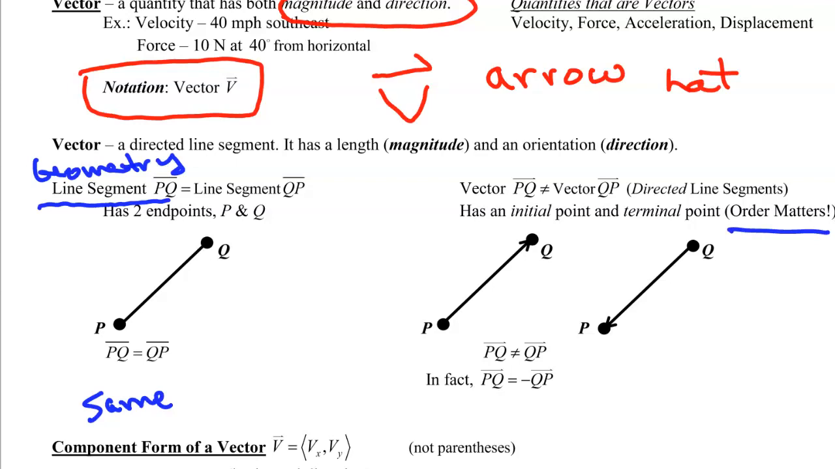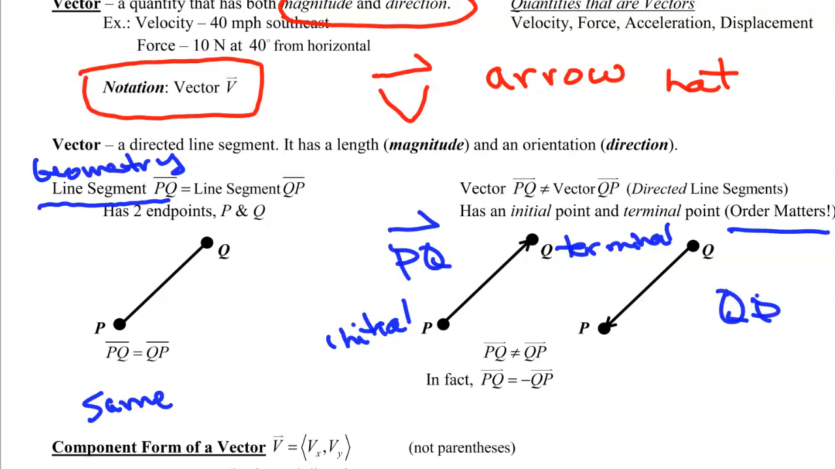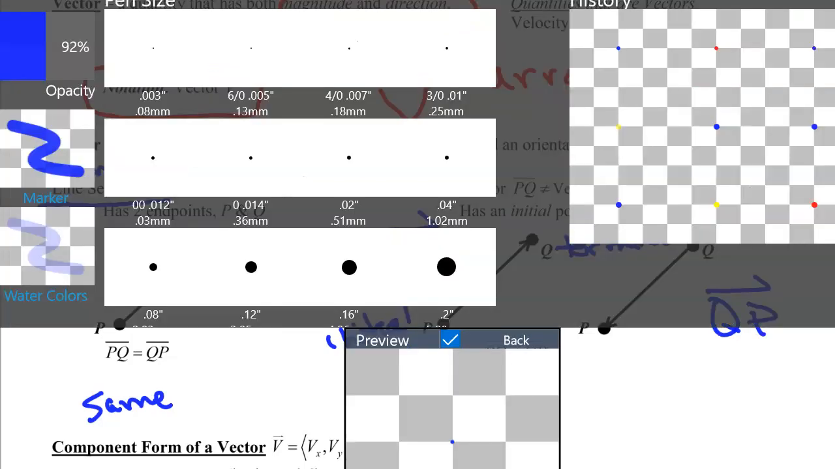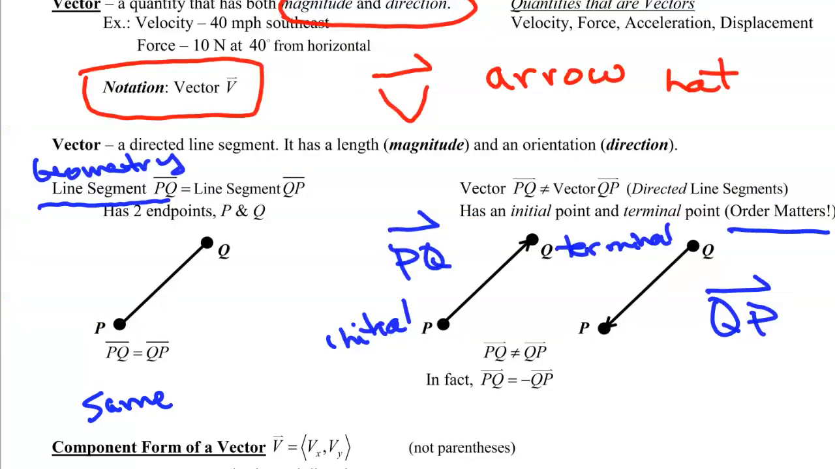So when I say vector PQ, that means my initial point is P, my terminal point is Q, and this gives me vector PQ, where this other one is vector QP, because it starts at Q and ends at P. And if you notice, vector PQ and vector QP are not equal to each other. Okay, let me move this up a little bit.